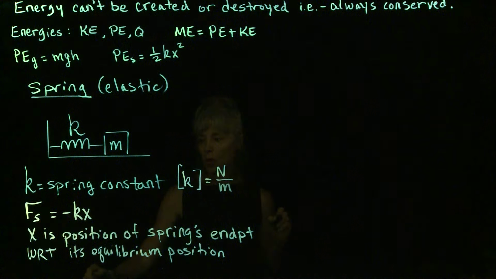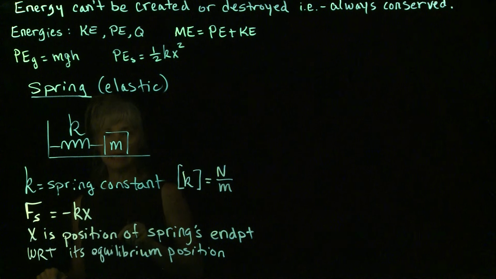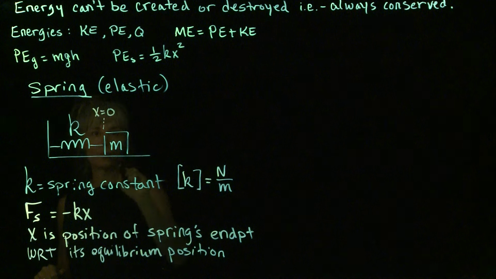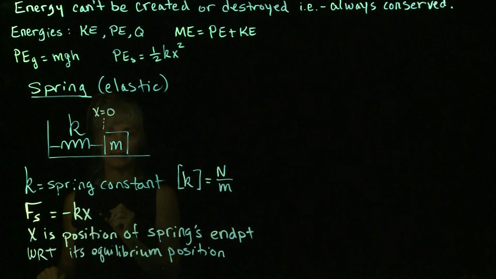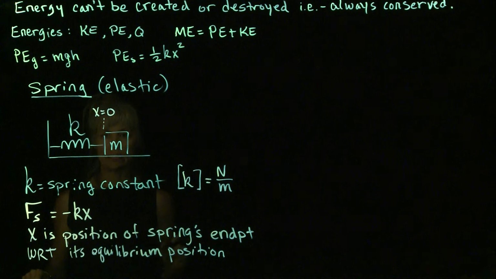Okay, so why the negative sign? Well, let's imagine this being our equilibrium length. So we're going to reference that as x equals 0. In other words, when I place the mass at the end of the spring at this location and I let go, nothing happens. The spring is not compressed and it's not stretched. The end of the spring is at its equilibrium length. So that's what I call x equals 0.